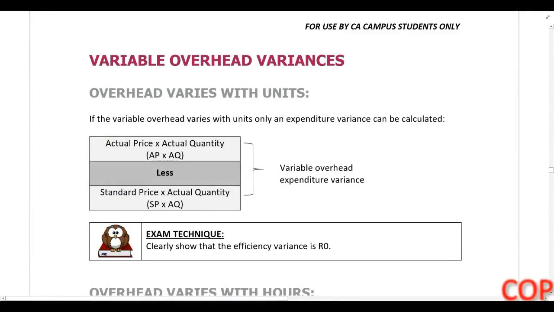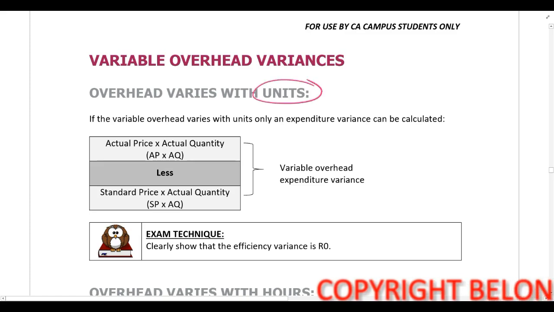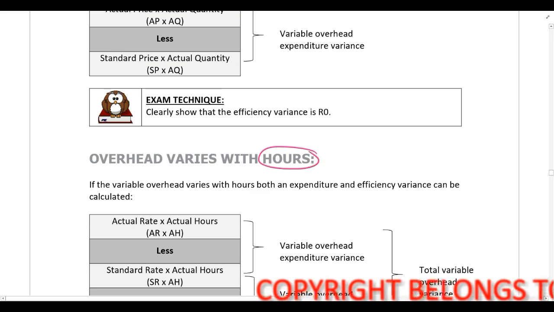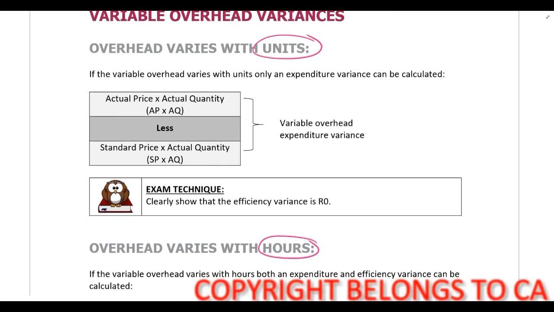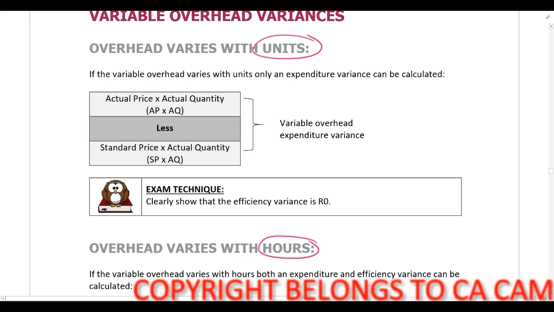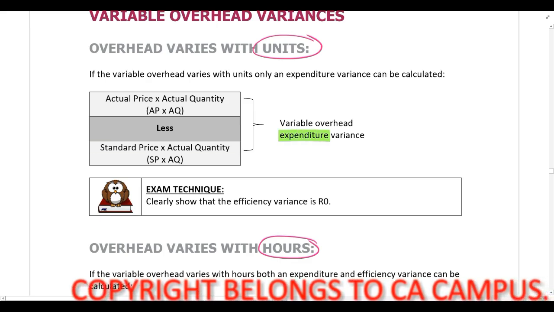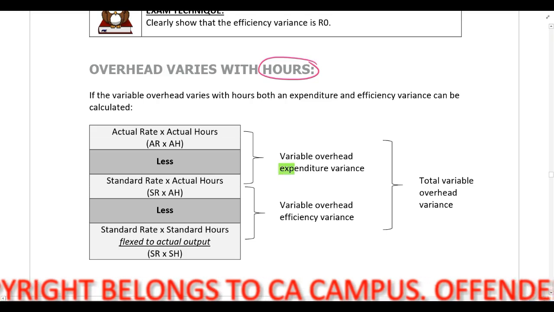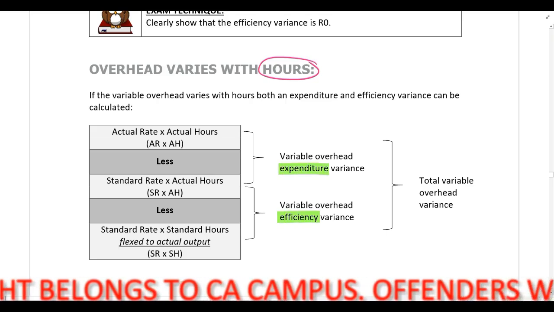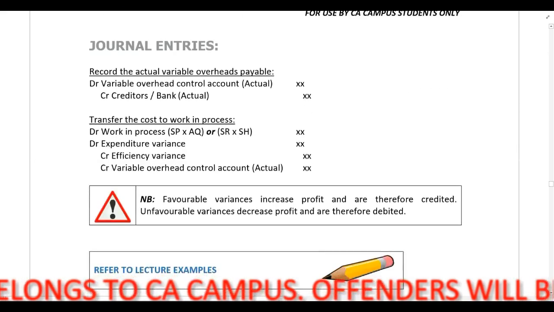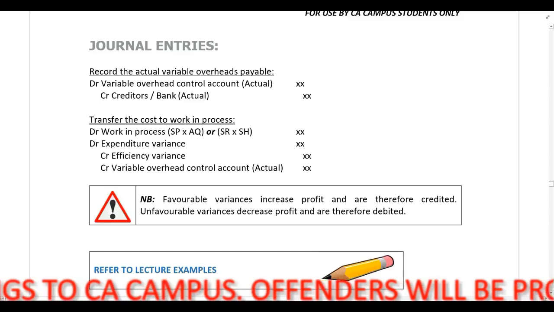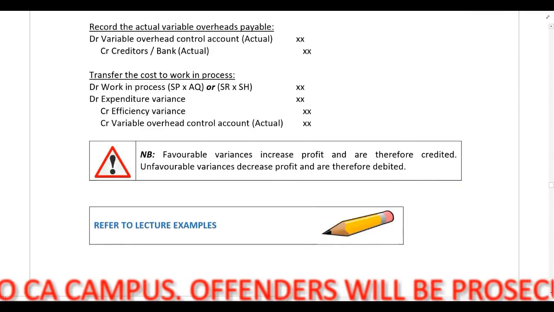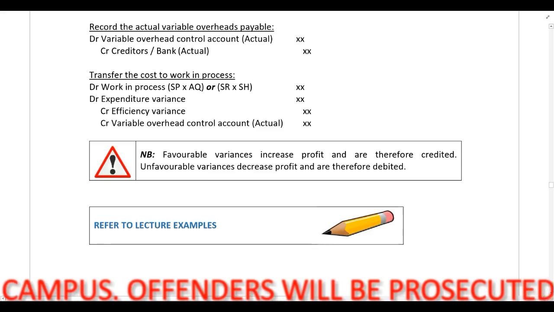Then for variable overhead variances, it's very important that you identify upfront in the question whether the overhead varies with units or hours. Because if the variable overhead varies with units, you will only be able to calculate an expenditure variance. On the other hand, if it varies with hours, you'll be able to calculate both an expenditure and an efficiency variance. Now you can work through the journal entries and the lecture examples for variable overhead variances. The calculations are very straightforward.